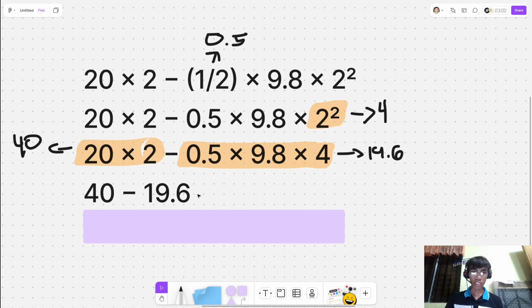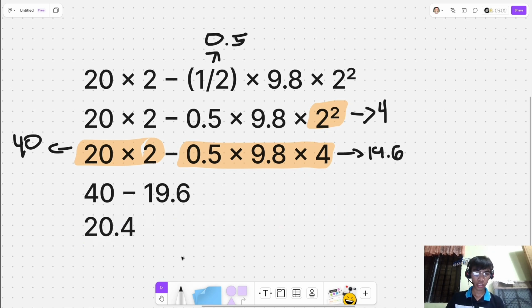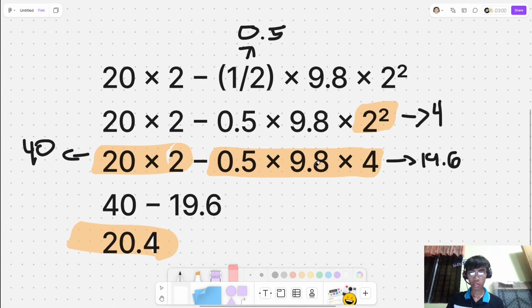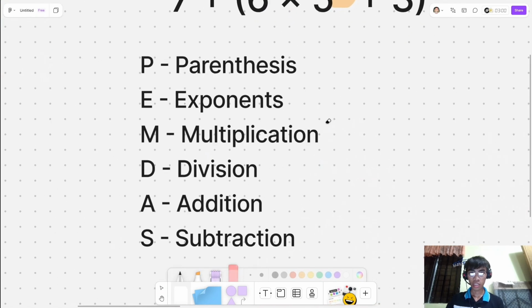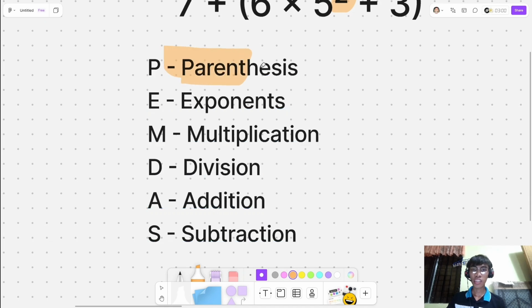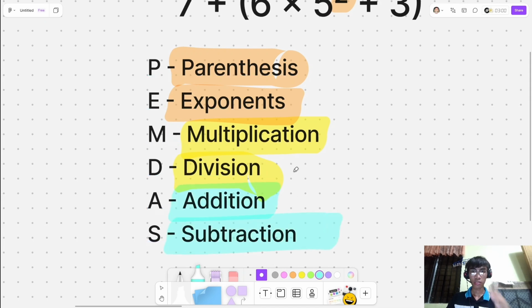And lastly, we do the subtraction. So 40 minus 19.6 comes out to 20.4. And here we have the final answer. So before I go, let's recap what the order of operations are. The numbers inside the parentheses come first, then the exponents, then we do the multiplication, then division. Next up, we do the addition and subtraction. That's all.